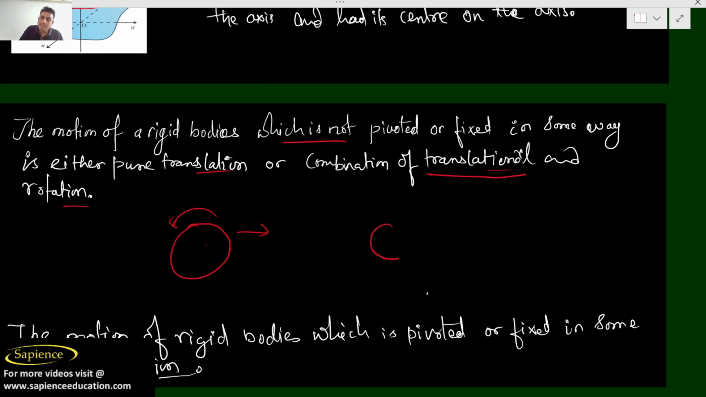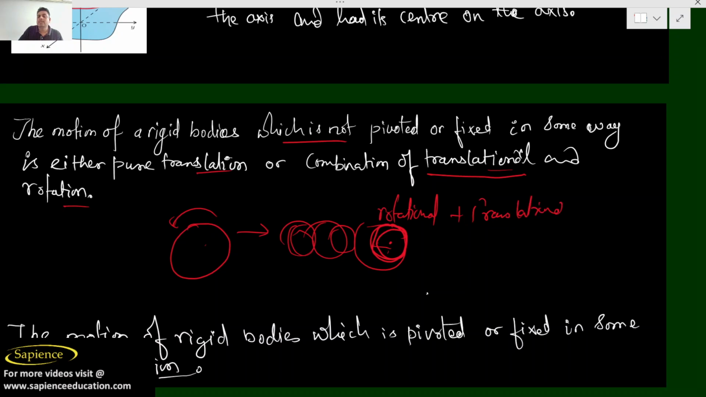For example, the wheel of a cycle. Okay, so what happens? It not only rotates, it also moves forward. It means that it has rotational as well as translational motion. So this is the combination of rotational plus translational because it has rotational as well as linear velocity. See here, when a cycle tire does circular motion, it also moves forward or backward. So there is a linear velocity. It is not a pure rotational motion.